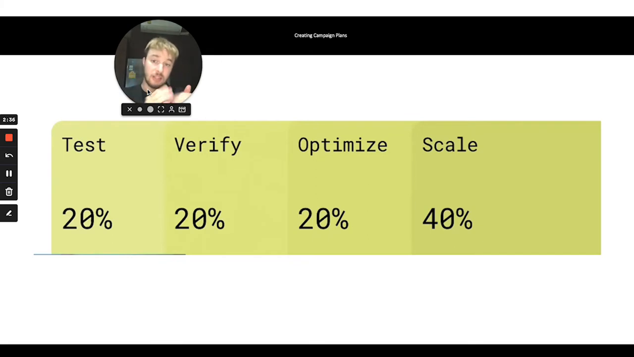But in the next 20%, we will verify. So we will see exactly like, okay, we have tested this headline. Okay, now we have winning headline. We will use it in the verification process, right? With 20% of the ad budget. The third step is optimize. Now we have tested headlines. We know the audience. We know the verification model, right? And now we have to optimize. So optimize with another 20%. And at the end, we scale up, right?